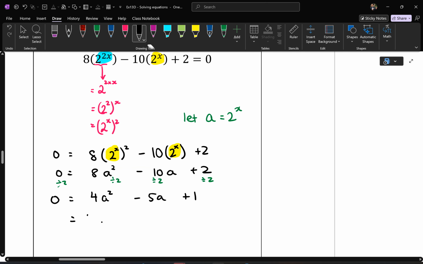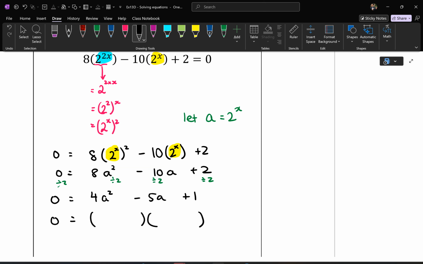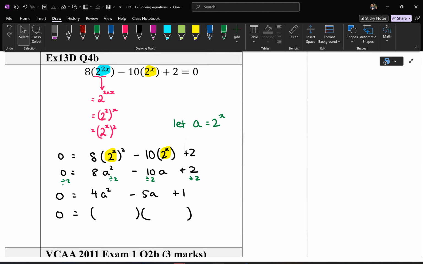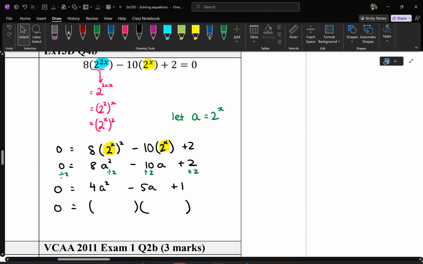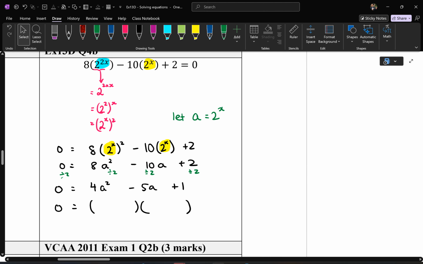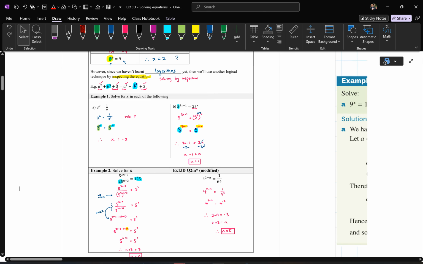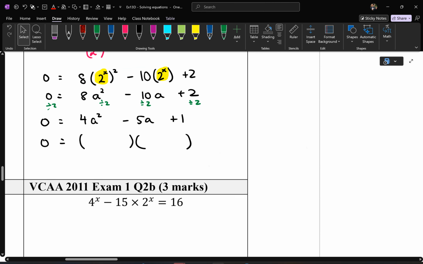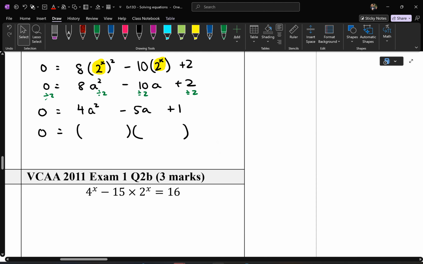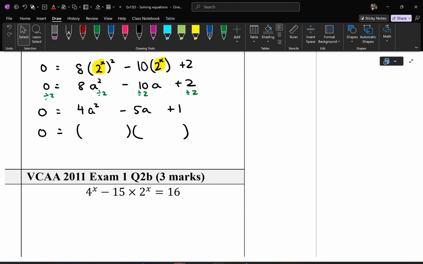Has anyone figured out the 2 factors? And we factorize that. I'll move it up a bit so you can see. Oh, what happened? Whoops, sorry. Here we go. Anyone got the brackets? Hands up if you got it. If not, I'll write the answer. No one? All right, let's factorize.